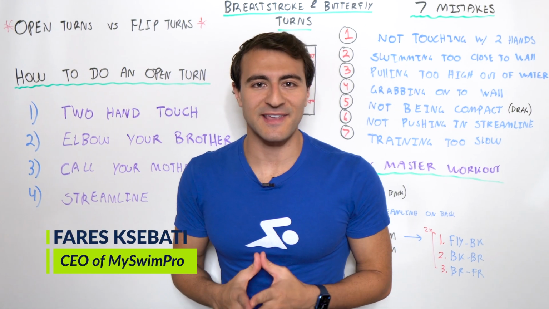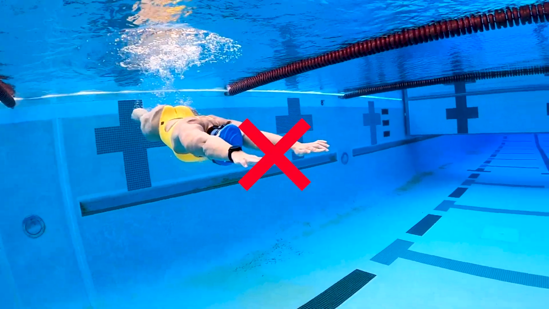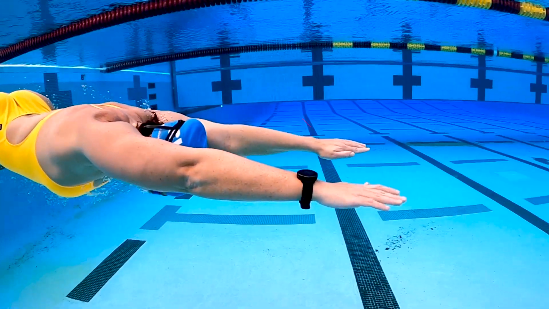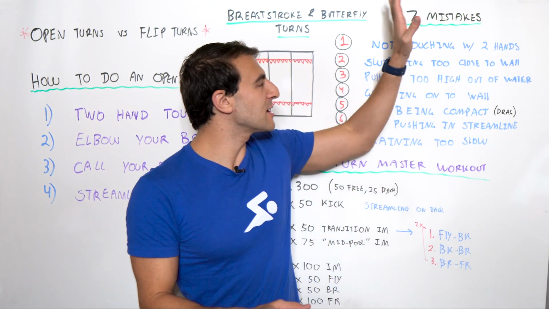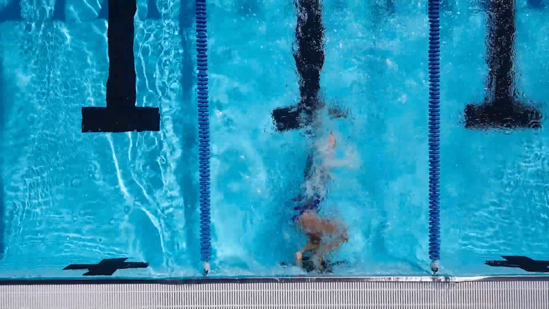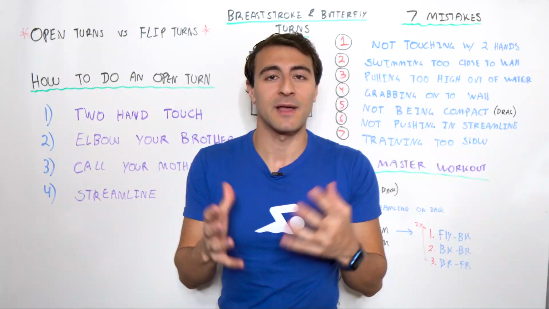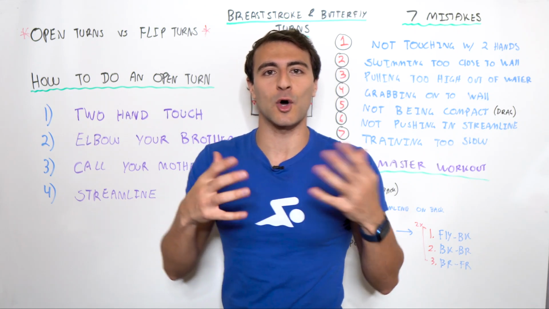One of the biggest mistakes that you can make in a butterfly or breaststroke turn is not pushing off the wall in streamline. Now in this video, I'm gonna break down 7 of the biggest mistakes when it comes to doing an open turn. And that applies to not just breaststroke and butterfly, but also some different turns in the IM, like the breaststroke to freestyle open turn.